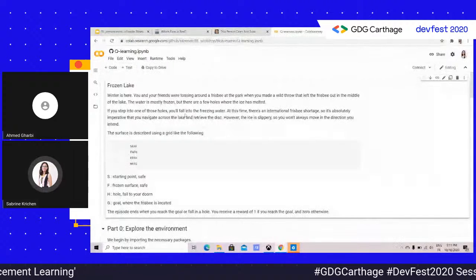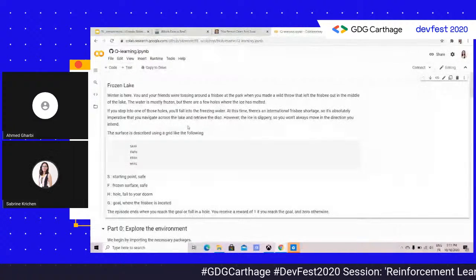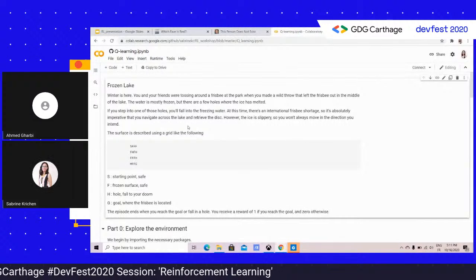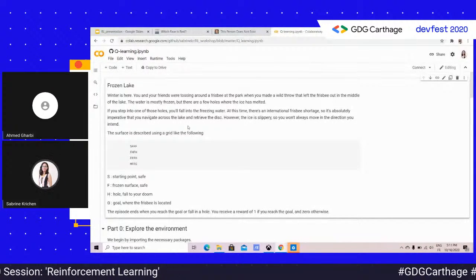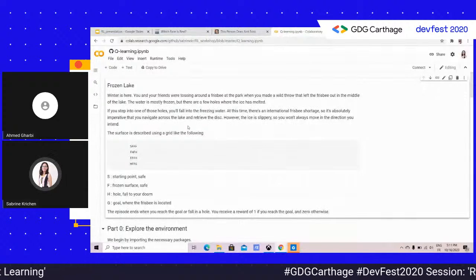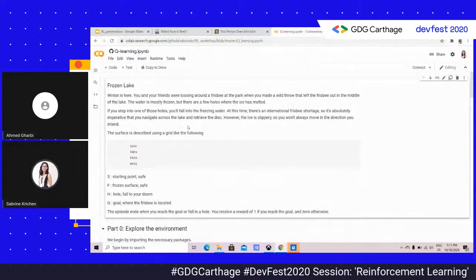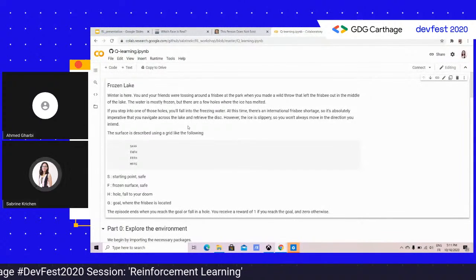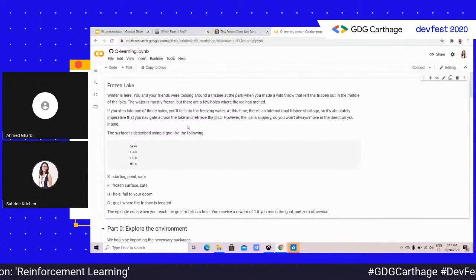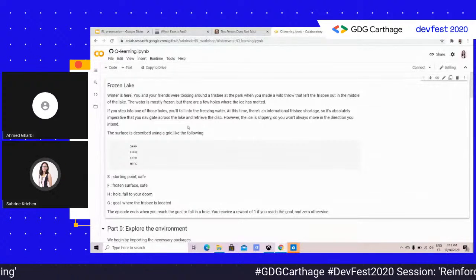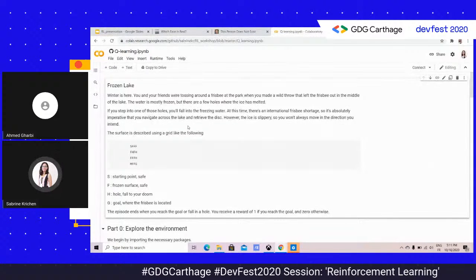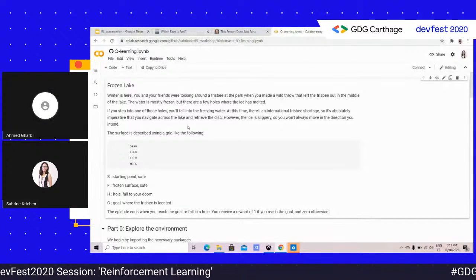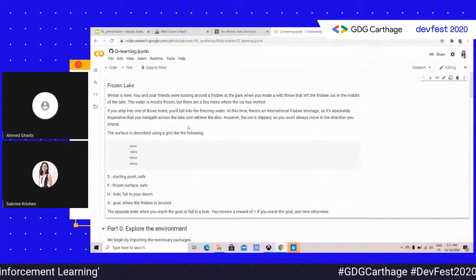Okay, so here we're going to choose to work with a gym environment. The gym environments were made to test different reinforcement learning algorithms, and today we're going to test our Q-learning algorithm with one of those environments, which is the frozen lake environment. So, Ahmed, the floor is yours. Okay, thank you, Sabrine. So today we decided to use the frozen lake environment.